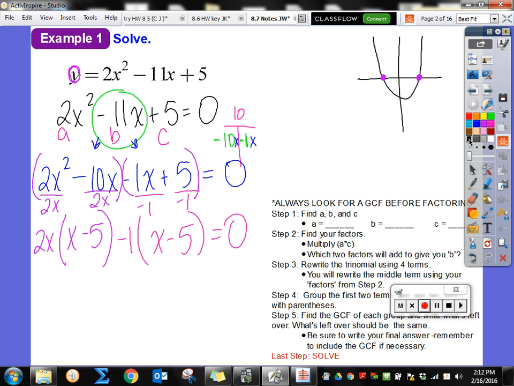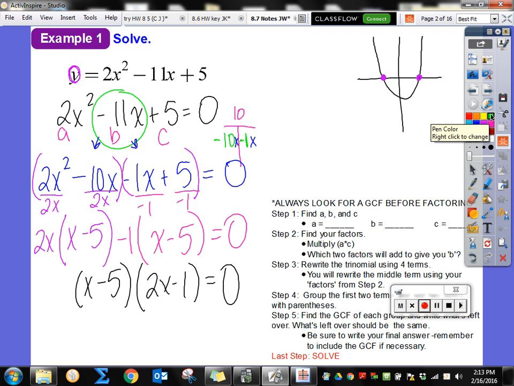Yes, we have to write our factors. So I'm going to write x plus 5, or excuse me, x minus 5, and then where do we get that second factor from? From the 2x and the minus 1, so 2x minus 1. Now we have our two binomial factors set equal to 0. So what's the last step to solve? Set them equal to 0.